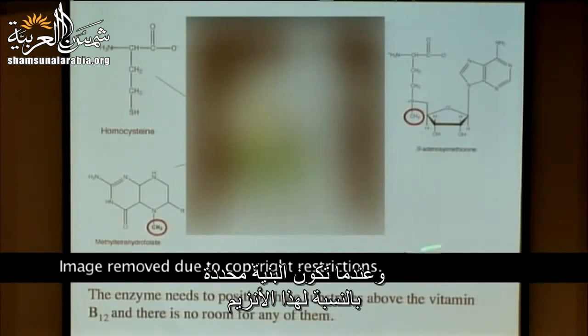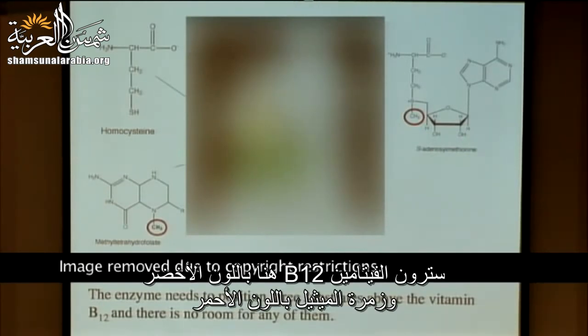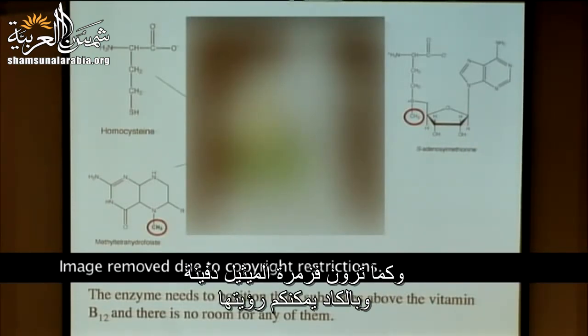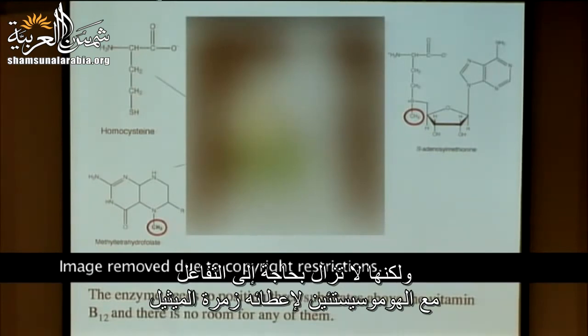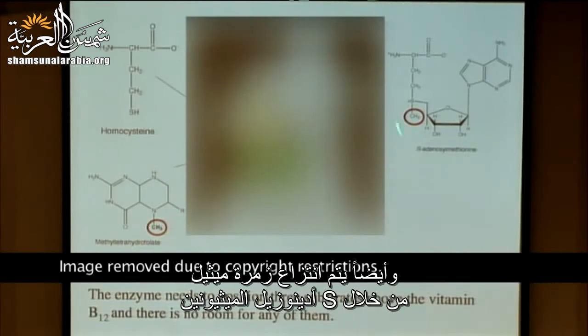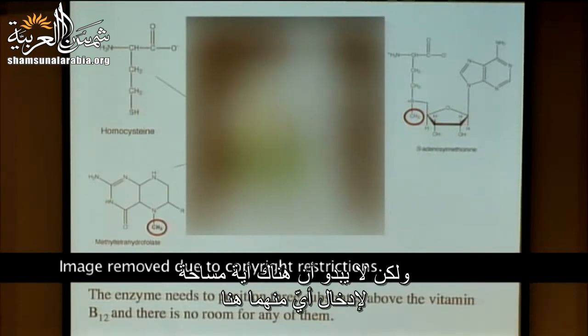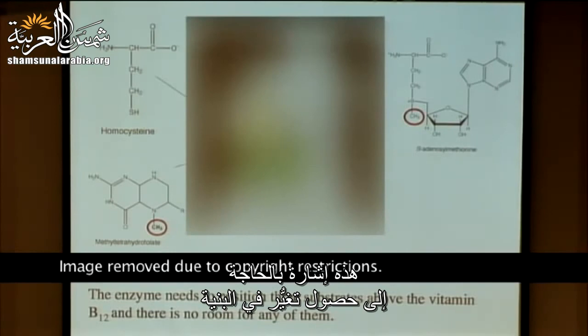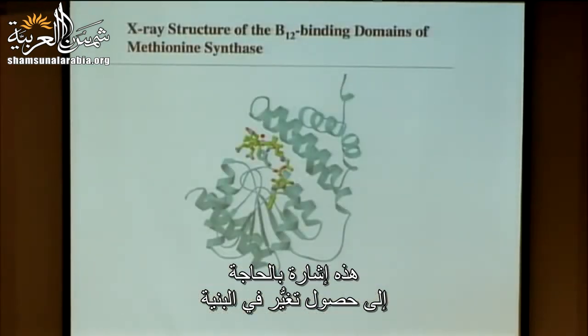And when the structure was determined of this enzyme, here in green is the vitamin B12, in red is the methyl group. You see that the methyl group is pretty buried. You can barely see it, but yet it needs to interact with homocysteine to give it a methyl group. It needs to take the methyl group off methyl tetrahydrofolate, and also needs to take a methyl group off S-adenosylmethionine. But it doesn't seem like there's any room for any of them to actually get in there. So this was a sign that there has to be some kind of change in the structure.